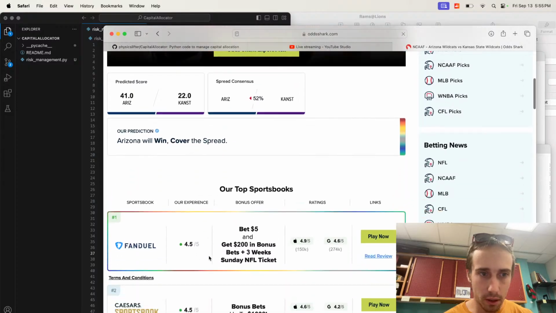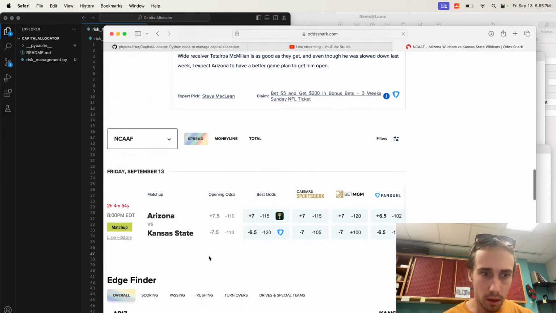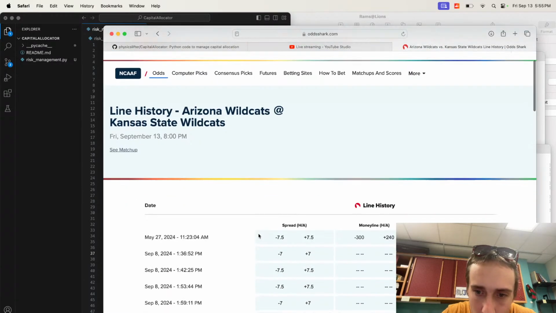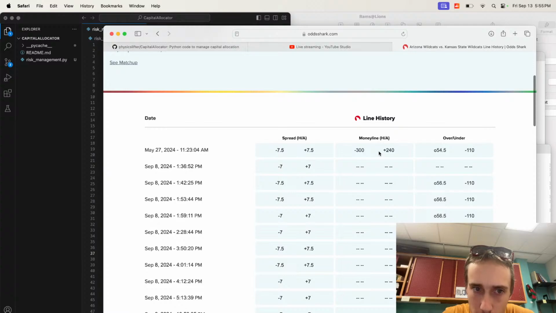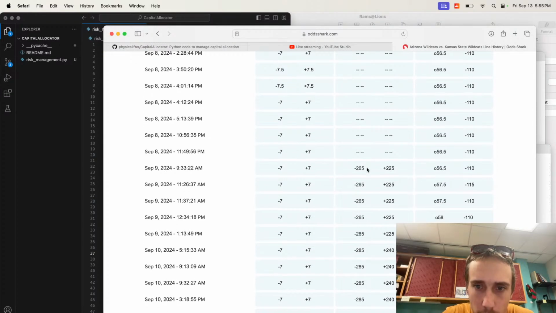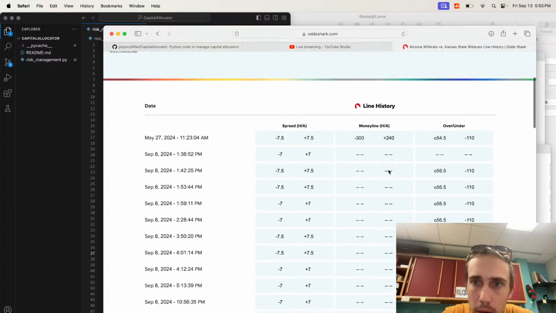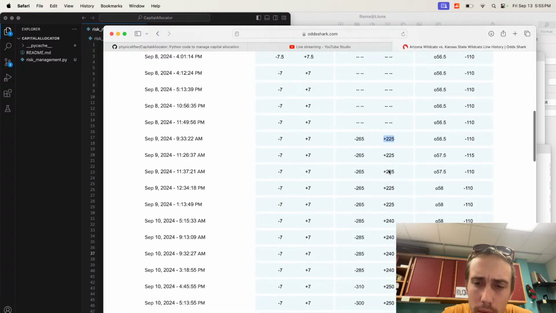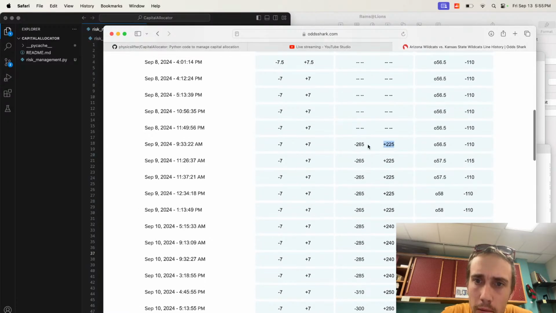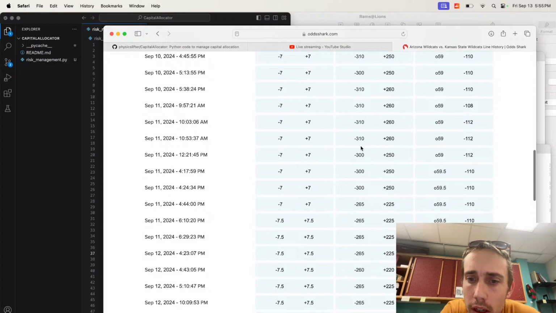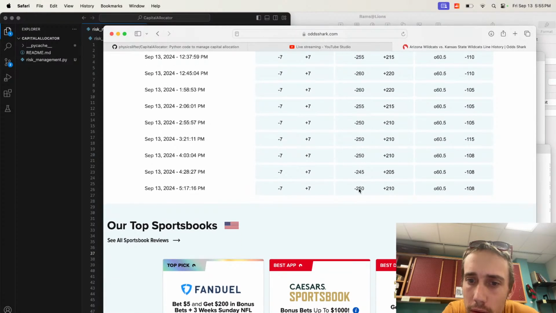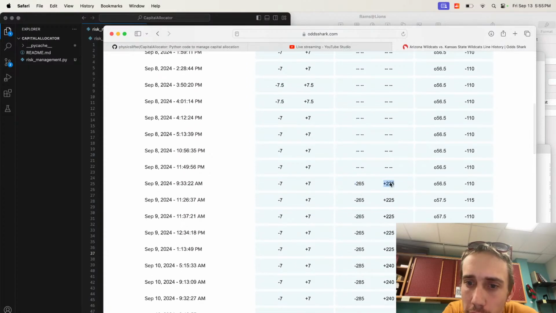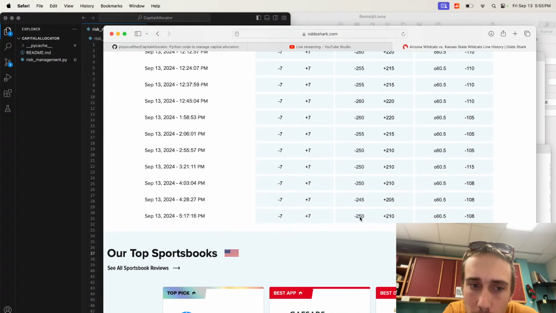So let's go to this game and get the odds, the line history. Okay, so you see at the start of this, this would have been last week. So started plus 225 on Arizona, minus 265 on K-State. Then we had the line move, so it's moved slightly for Arizona. So if you could have bet this 225 for Arizona, you could now bet.